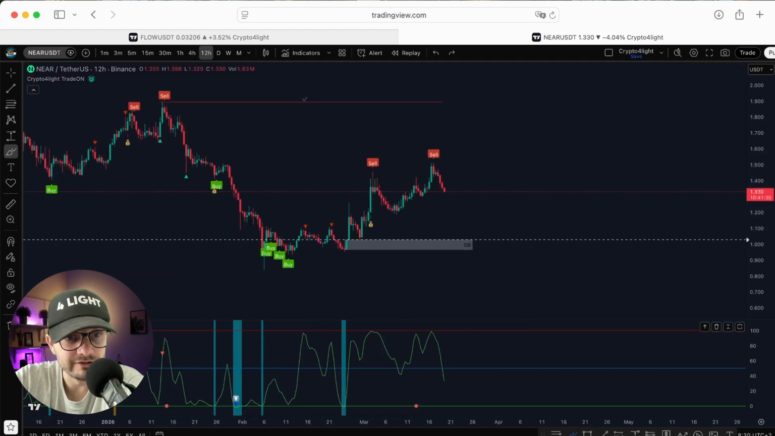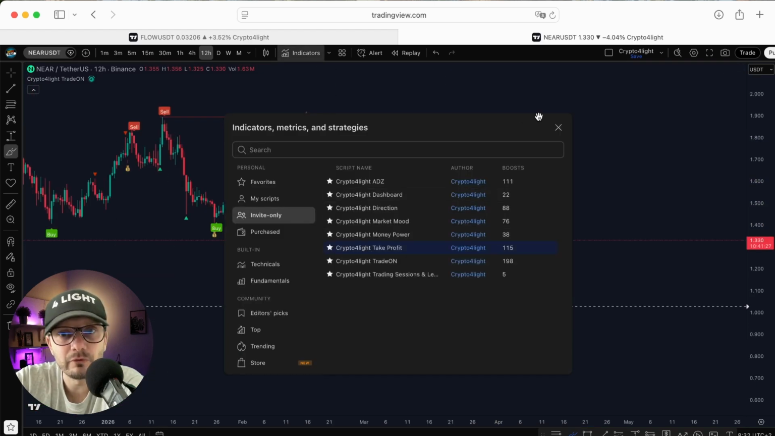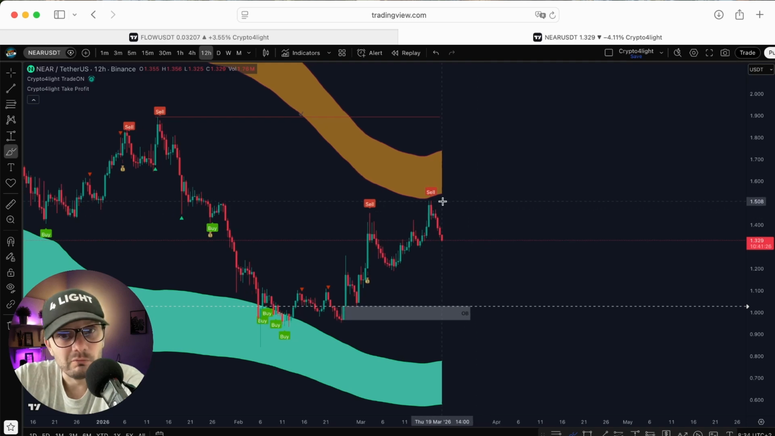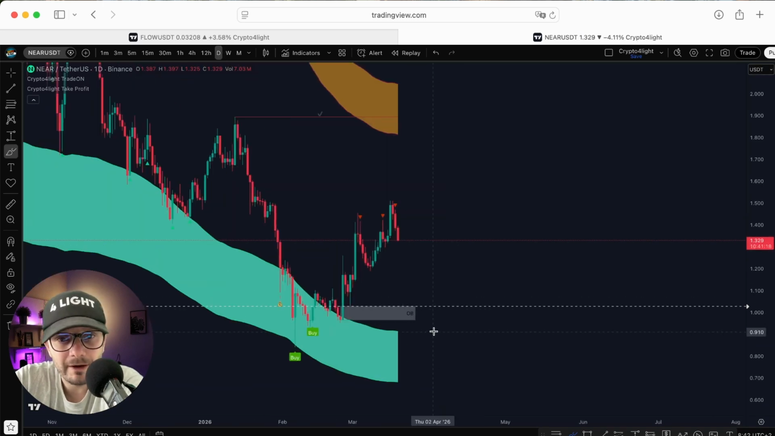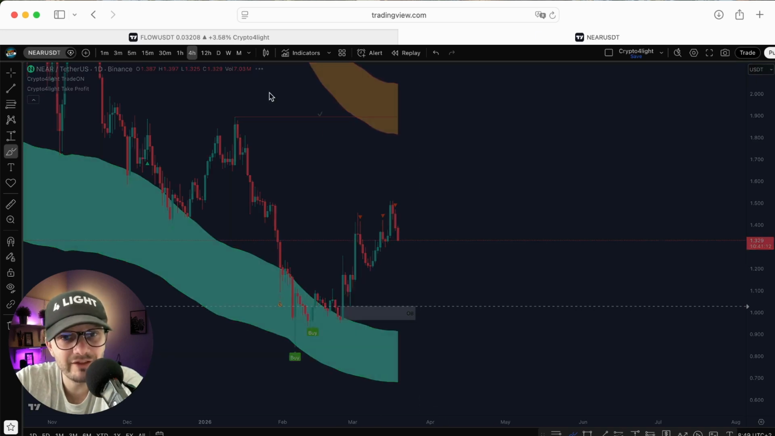No money inflow yet. And the last indicator is take profit, guys. We almost touched a take profit line. And the buy line now on the 12-hour time frame is 77.7 cents. I don't think we're going to drop that low. The buy line on the daily is 92 cents. Also, I don't think we're going to test that low.